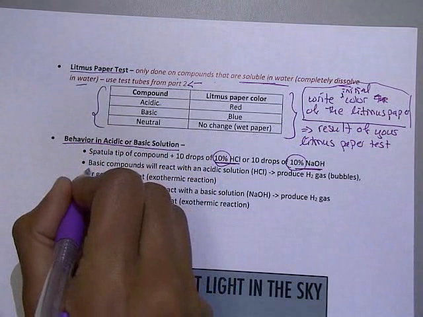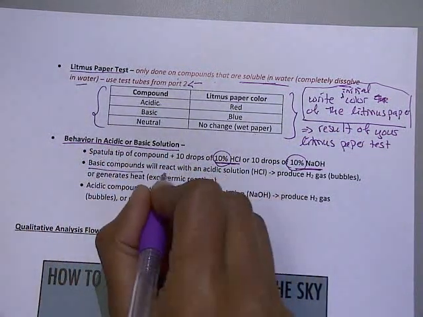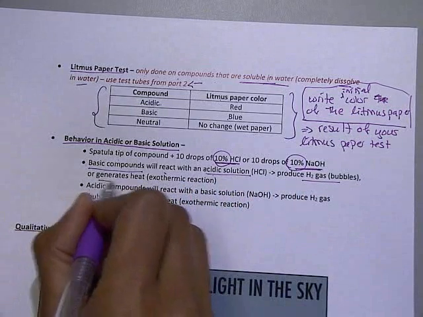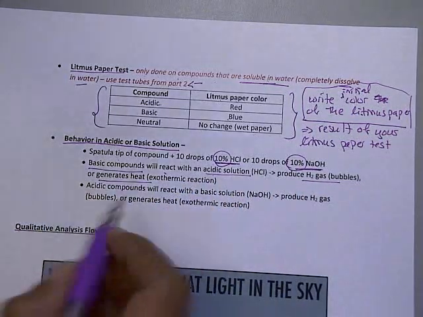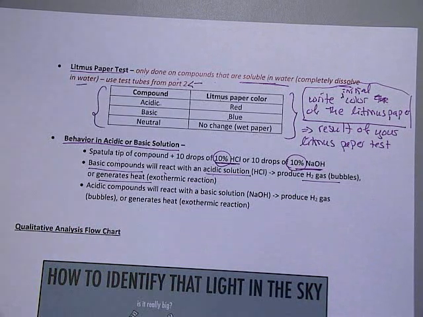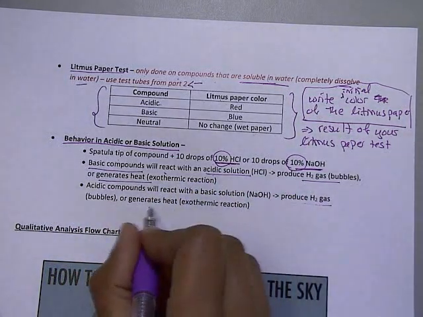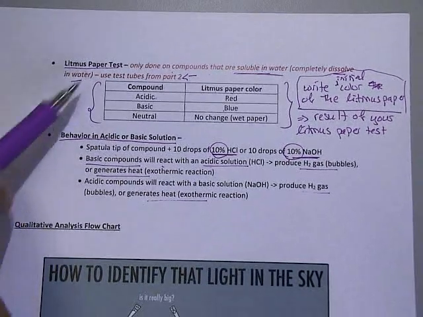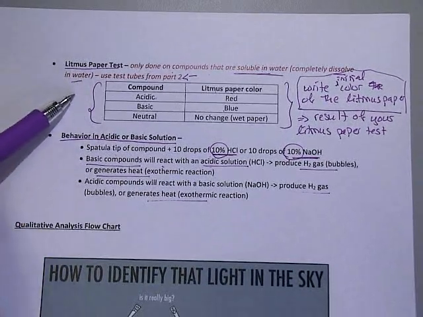One thing to note is that if you have a basic compound, it's going to react with an acidic solution to produce hydrogen gas, and it may also generate heat. If you have acidic compounds, you're going to see the same exact reaction. It's going to produce hydrogen gas and generate heat, then we call that an exothermic reaction. You know which compounds are acidic and basic based on this test.